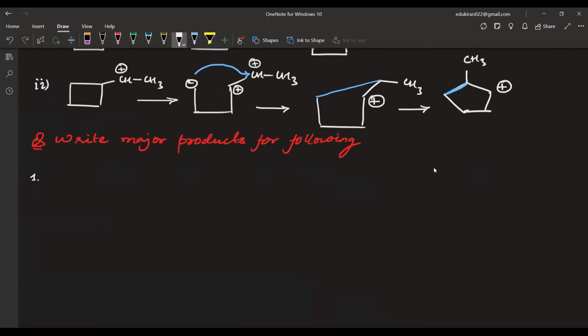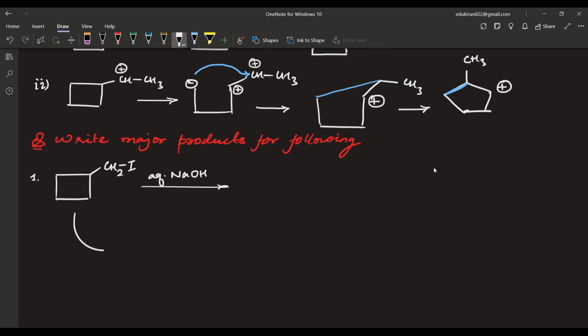So let us suppose you have something like this. CH2 and then there is I. Okay. And we are doing a reaction like this with aqueous NaOH. Okay, so what are we expecting? We are expecting that this I will leave and OH will add on, but it will not happen like this.